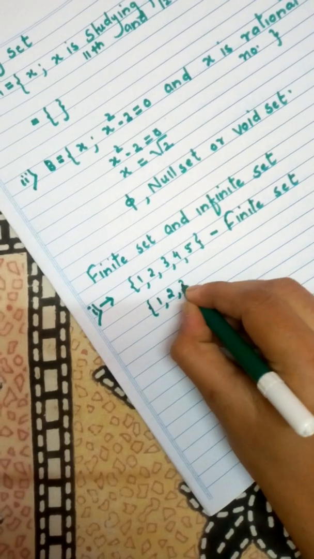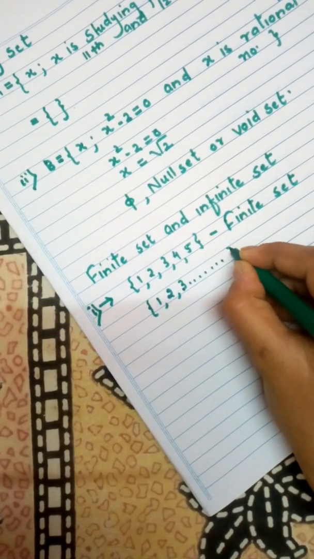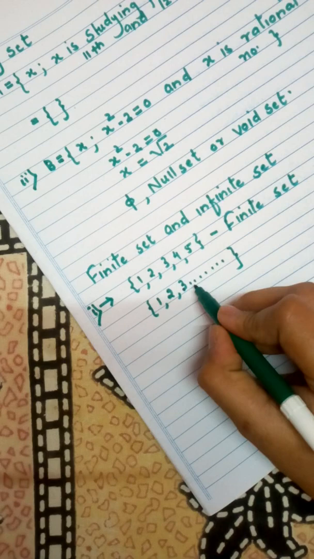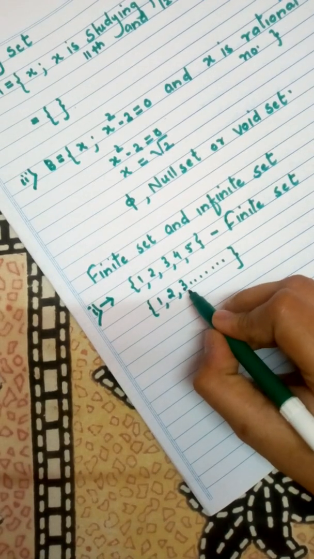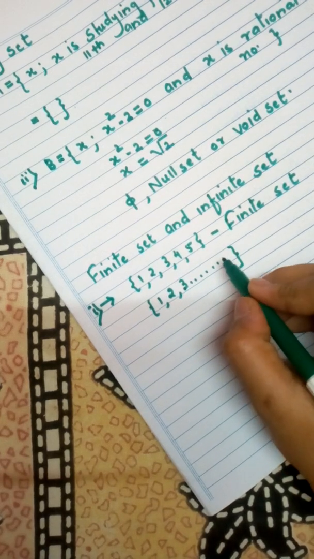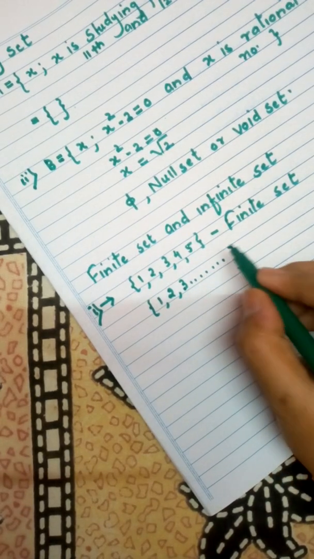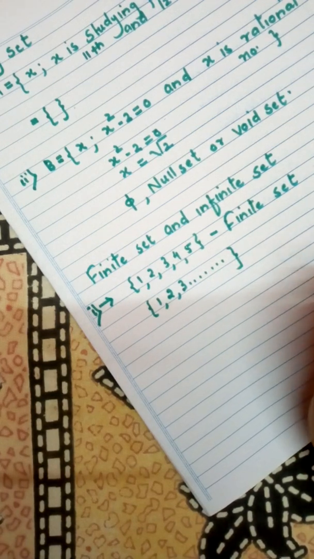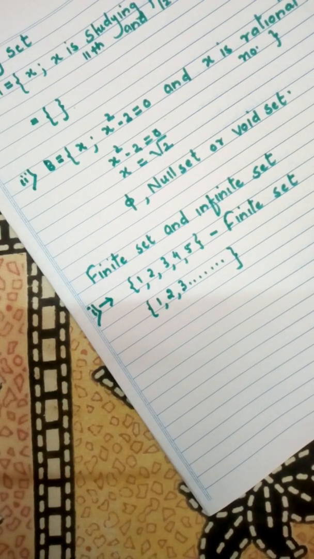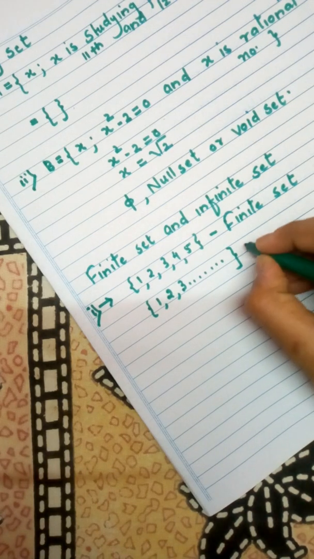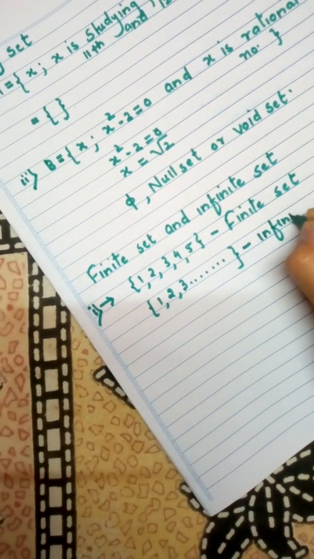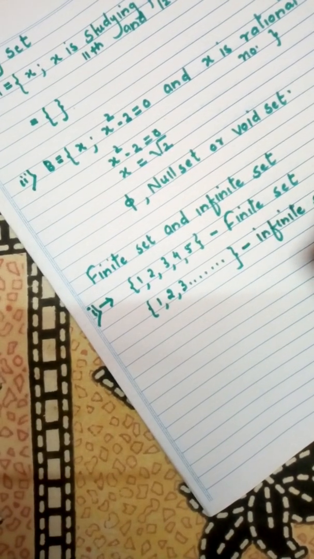Now let us take one more example, {1, 2, 3, ...}. Here the dots represent that there are more numbers after 3. That means this list is going to continue further and further, and we don't know what the last number is. That is the meaning of the dots. Therefore this set does not have a fixed number of elements, we don't know how many elements are there in this set. Therefore we call it an infinite set.